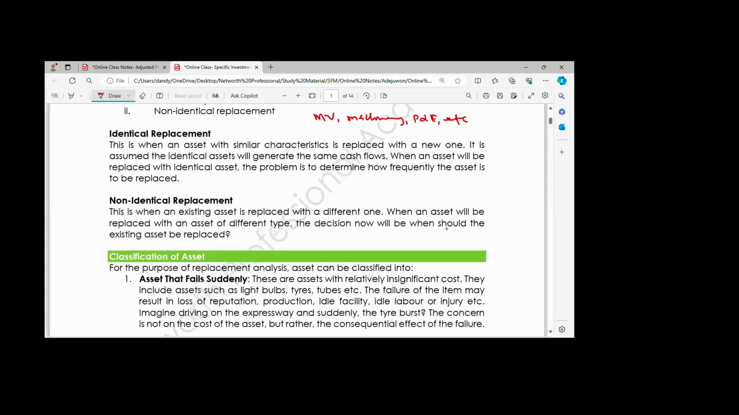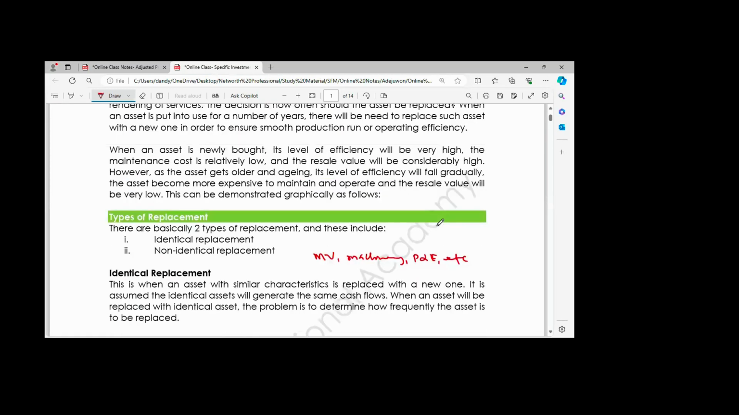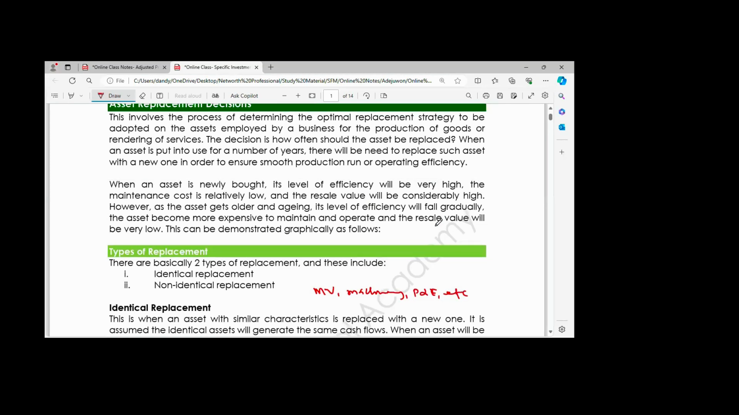revenue, a time will come in the future when the asset will become old and we need replacement. Therefore, management wants to know when and how that asset should be replaced at a later date in the future. That is what we want to discuss today. Therefore, asset replacement involves the process of determining the optimal replacement strategy to be adopted by an organization for the asset employed to generate revenue for the business.